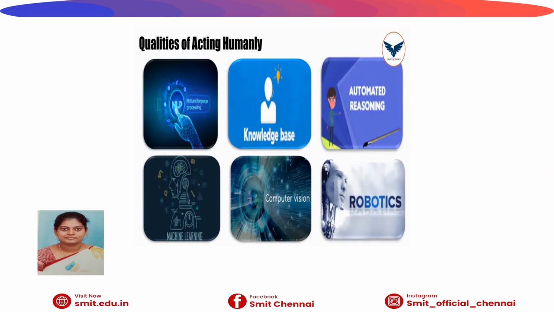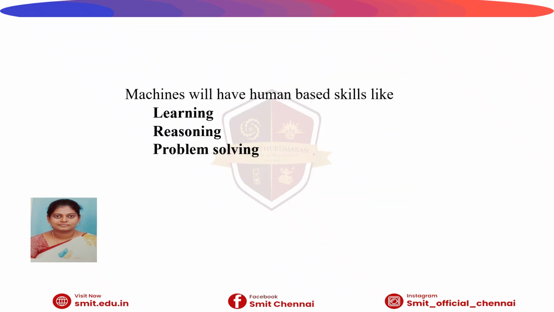These are the qualities of acting humanly. We are saying machines can act as human beings. What are the qualities of a machine to act as human beings? We can include examples like NLP, natural language processing, automated reasoning, knowledge base, machine learning, CV, which is again a major subfield, computer vision, and also robotics. All these come under artificial intelligence. Machines will behave with human-like skills such as learning, reasoning, and problem solving.